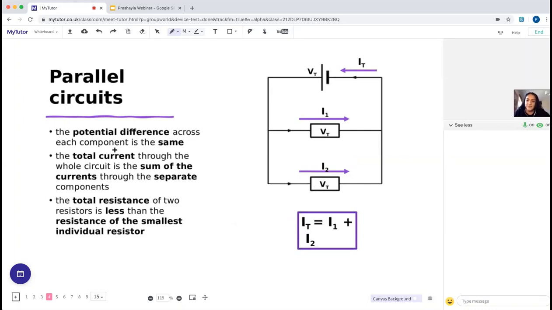The potential difference across each component is the same. So that means that the potential difference coming from the battery or the cell is the same in this branch and the same in this branch.